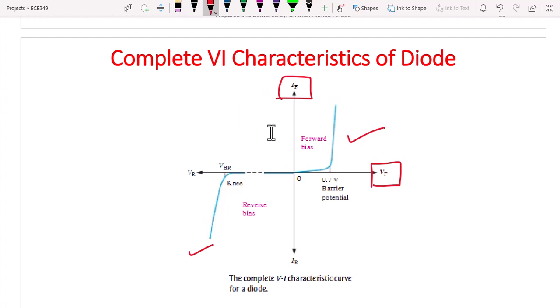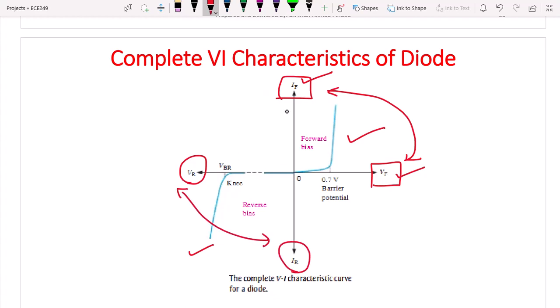So we have here VF, which means forward voltage, and this is the forward current. So forward voltage and forward current is the graph for forward bias. Then we have reverse voltage VR and the reverse current IR, and this graph is for the reverse bias.